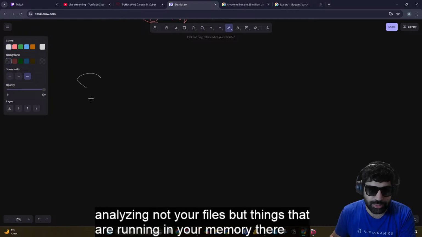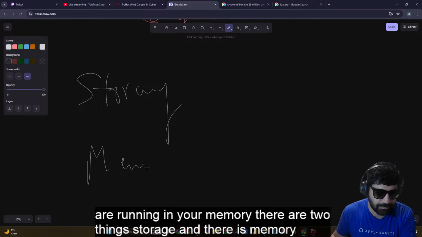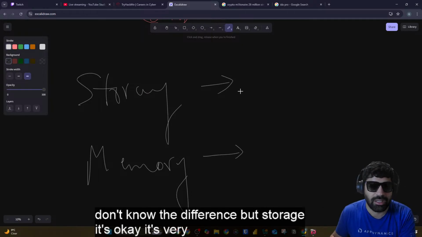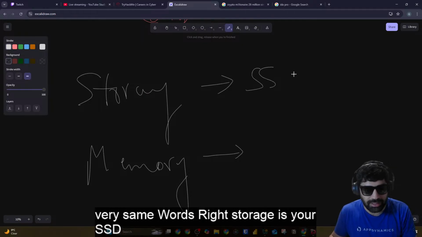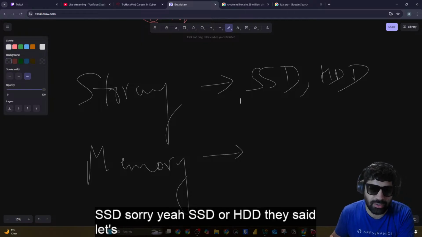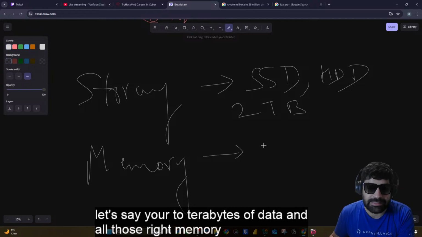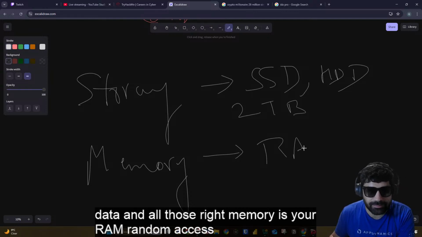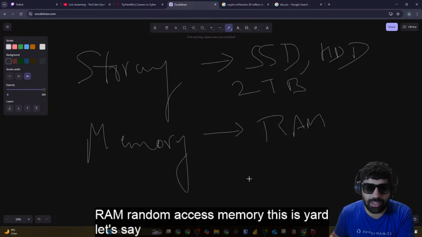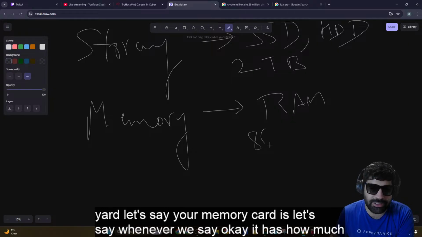There are two things: storage and memory. A lot of people don't know the difference. Storage is your SSD or HDD, let's say your 2 terabytes of data. Memory is your RAM, random access memory. Whenever we ask how much memory a machine has, it has, say, 8 GB RAM.